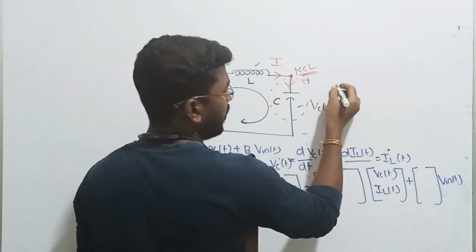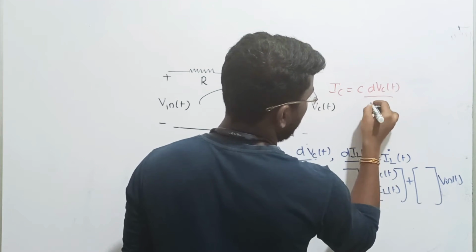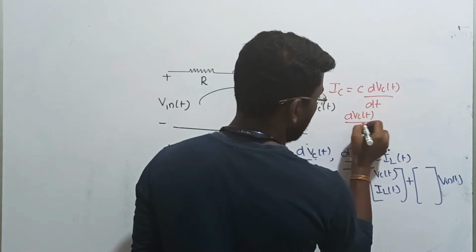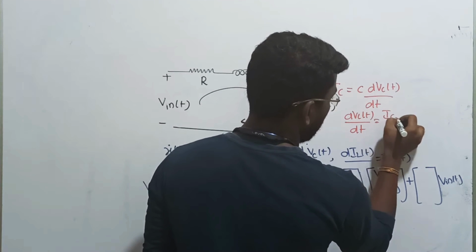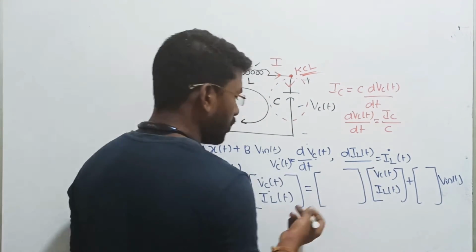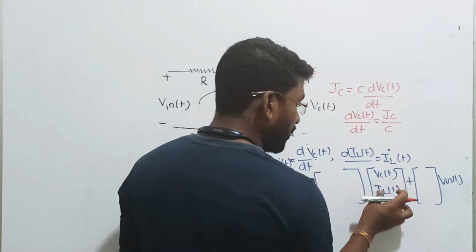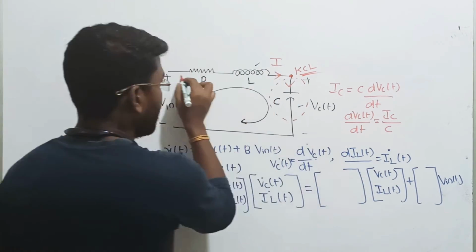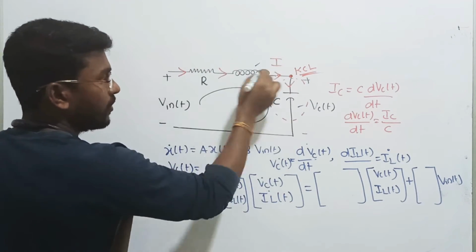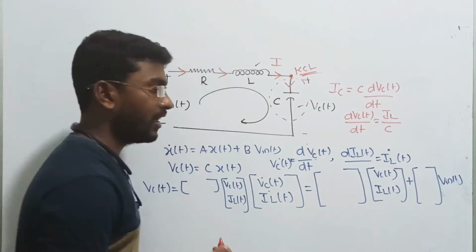But we know the current to the capacitor can be written as IC, so I is equal to C into dVC of t divided by dt. From this we can directly write the equation: dVC of t by dt is simply the current to the capacitor IC divided by C. We write VC dash of t in terms of VC of t and IL of t. Now see, it is a series circuit, so all the currents are the same. The current to the inductor and the current to the capacitor are the same, so I can directly write IL of t by C.